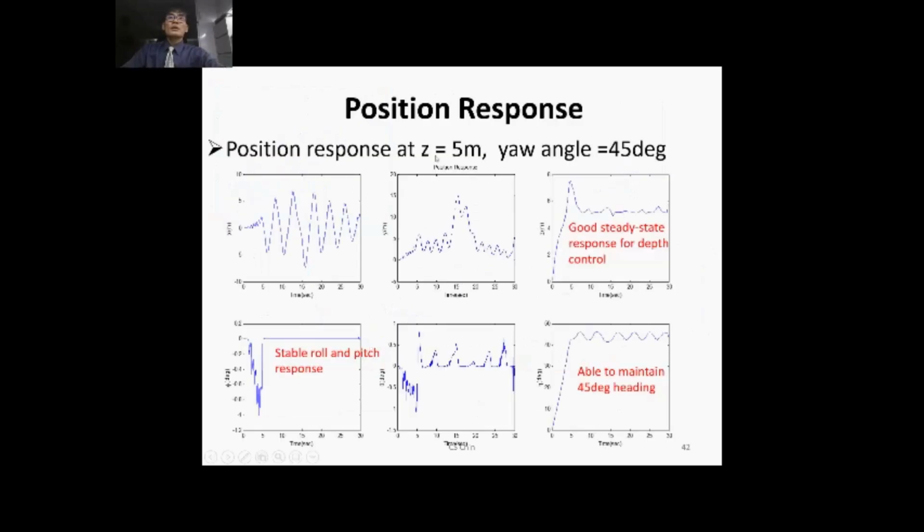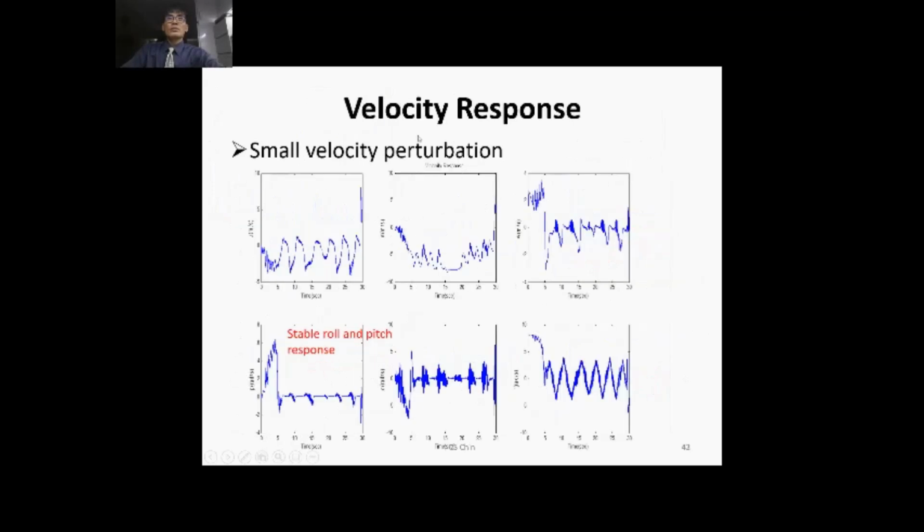And the position response, Z is equal to 5 meters, the yaw angle is 45 degrees. You can see that there's a good steady state response for that control at 5 meters, stable roll and pitch response, and it is able to maintain the 45 degrees heading for position response. What about velocities? There's a small velocity perturbation, meaning that it's not creating a lot of problems in the position control.